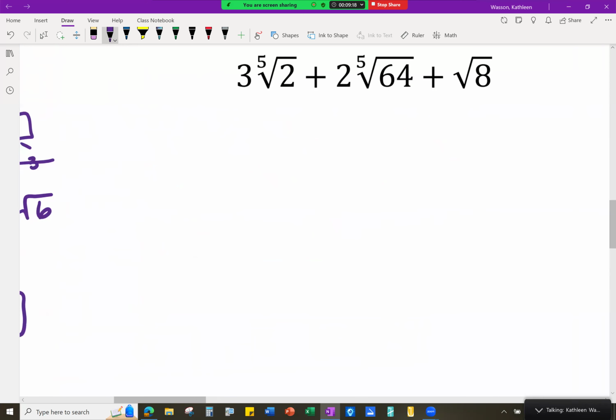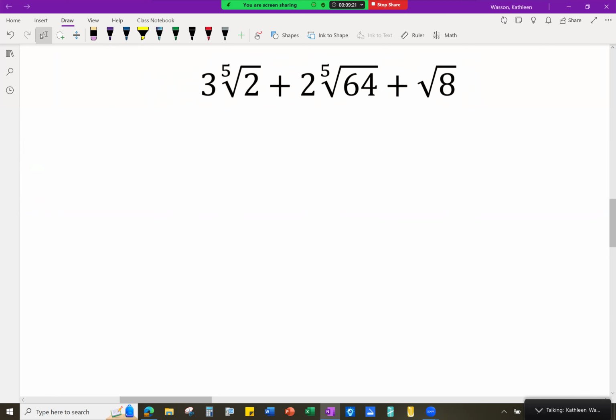I have one more example. Here we're taking fifth roots, so I'll have to have 5 matching factors. Then I have a square root 8 to simplify. This one has an index of 2. Obviously, when I have fifth root of 2, I can't simplify that. 2 is 2 times 1, so this will stay 3 fifth root 2. There's nothing more I can do with that. And then 64, I can break down. This is 8 times 8.